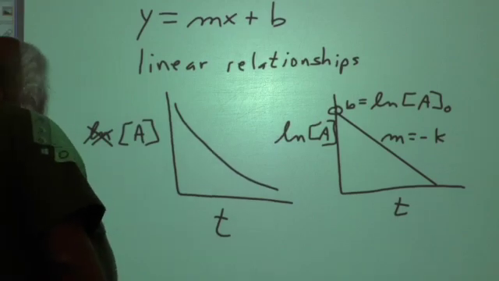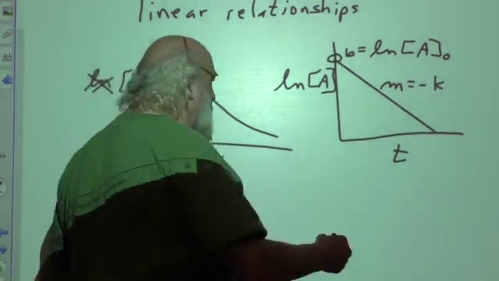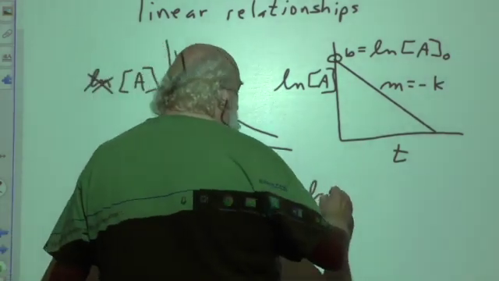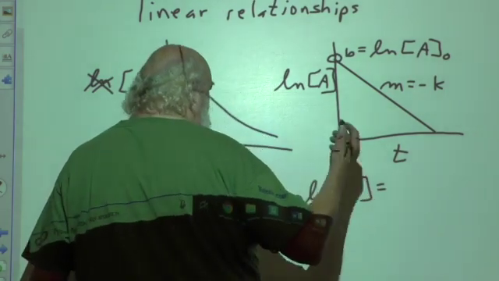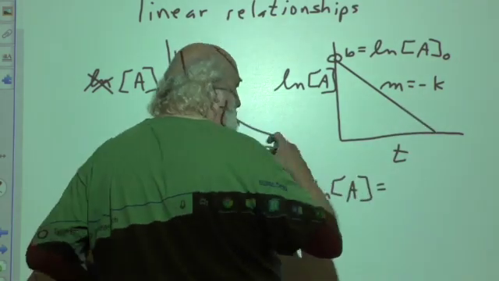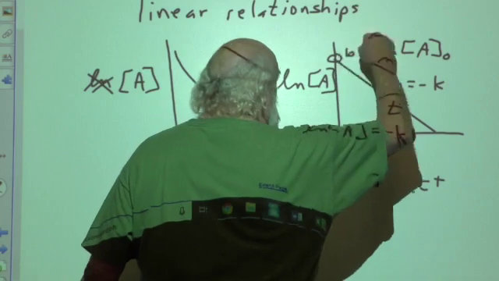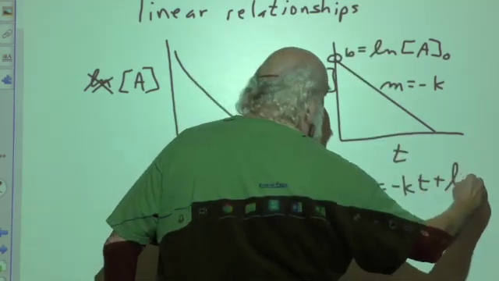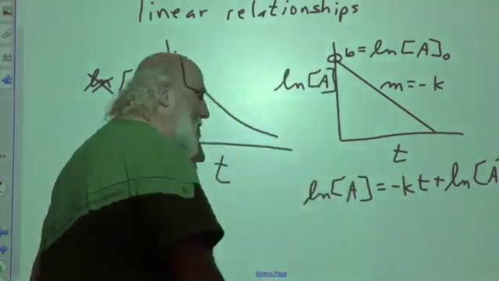So when the smoke clears and we put all these variables into y equals mx plus b, we get the natural log of A equals m, or x rather is t, m is negative k, put that together, you get negative kt, plus b, which is the natural log of the initial concentration of A, which we call A sub 0.